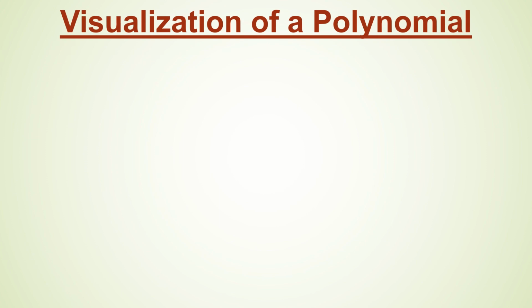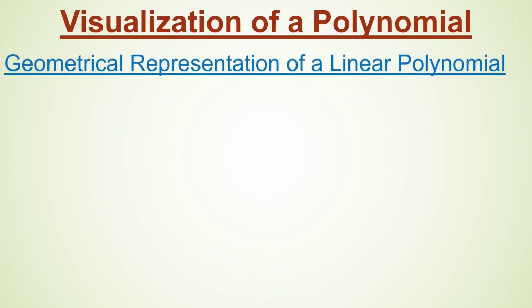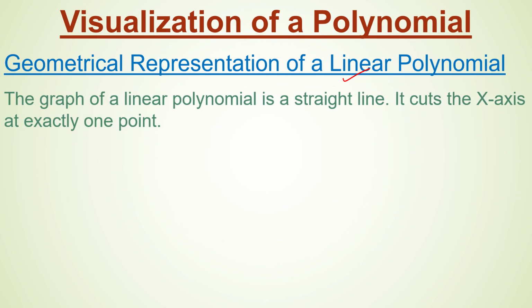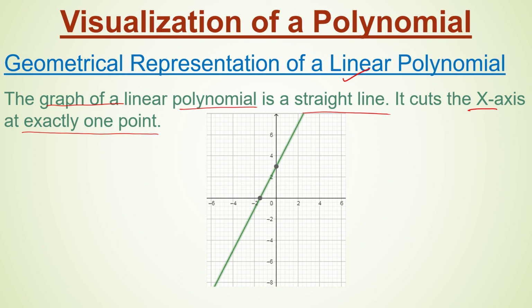Now, visualization of a polynomial. Geometric representation of a linear polynomial. Let us see how to represent a linear polynomial on the graph. The graph of a linear polynomial is a straight line. It cuts the x-axis at exactly one point. See here, this is the x-axis, this is the y-axis, and this is the graph of any linear polynomial.